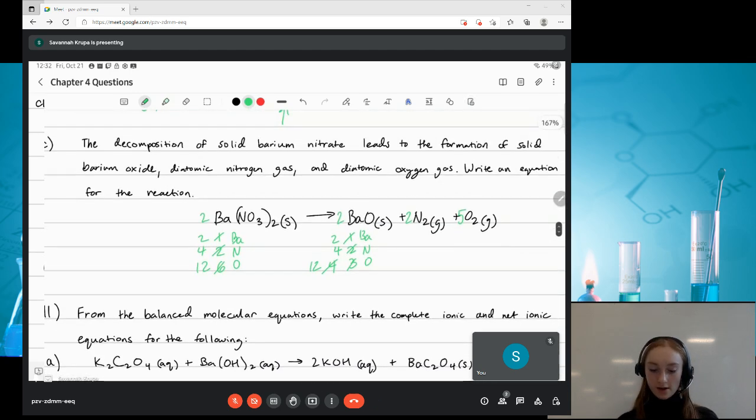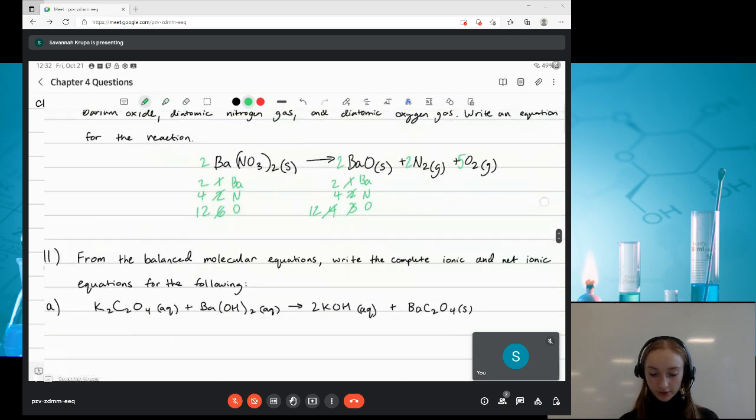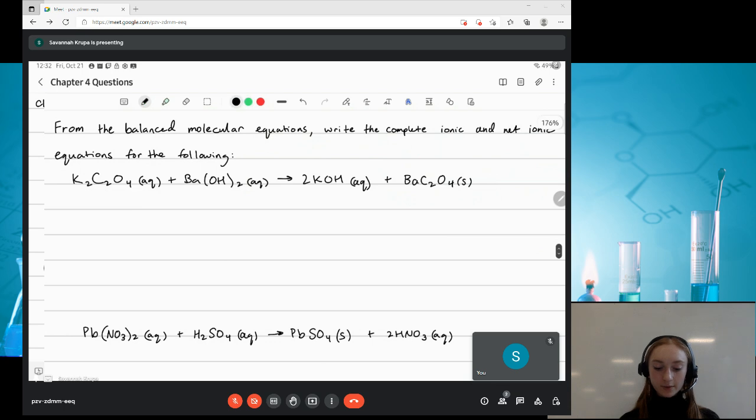to, I believe we were working on 7C. Let's go to problem 11A. So this problem says, from the balanced molecular equations, write the complete ionic and net ionic equations for the following. Okay, so we're given the left and the right side of the reaction here.